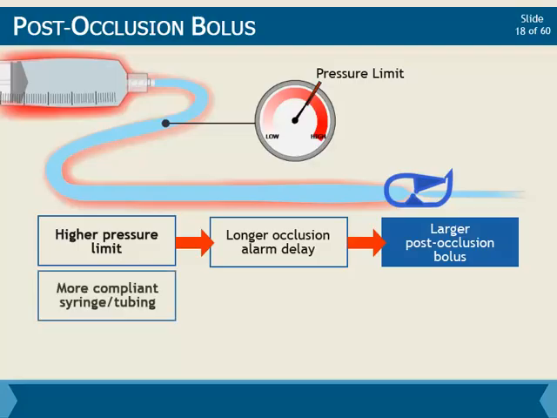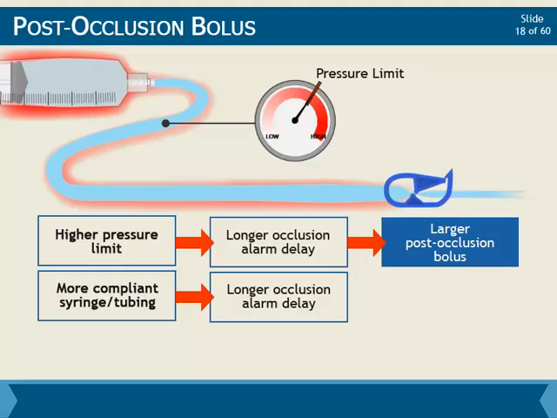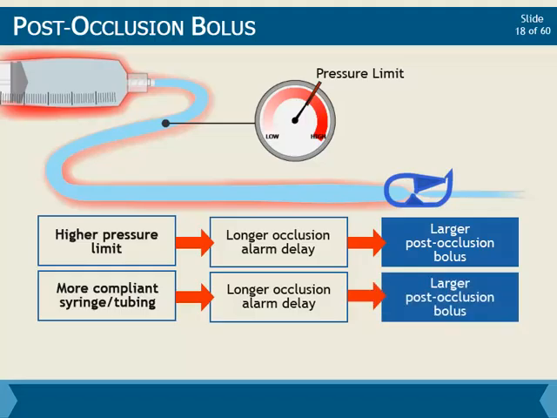Furthermore, the more compliant the syringe or tubing, the longer the occlusion alarm delay, since the syringe and tubing expand more readily to help alleviate pressure increases. This expansion also means that more fluid can accumulate, resulting in a larger post-occlusion bolus.